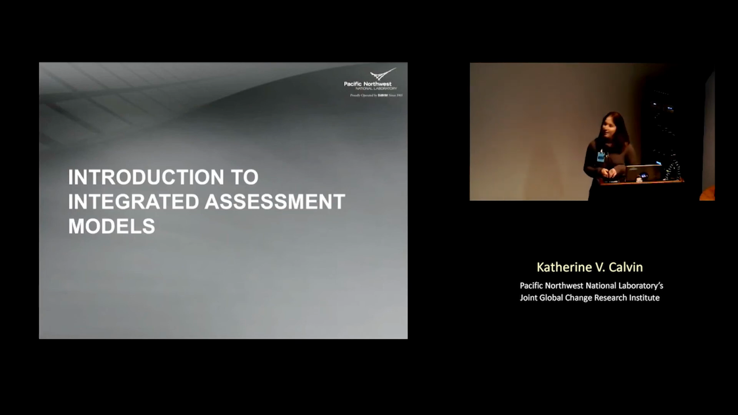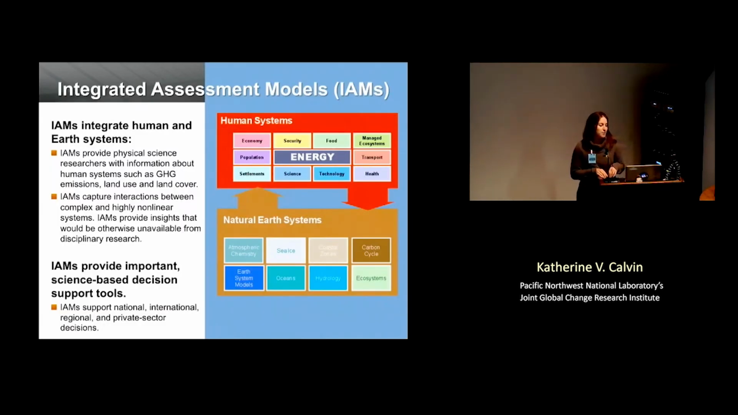So, an introduction to integrated assessment models. An integrated assessment model is trying to couple together representations of human and Earth systems. And so we're linking together things like the economy, the energy system, agriculture and land use with the carbon cycle, or with atmospheric chemistry or other sorts of things that are engaged in the Earth system.